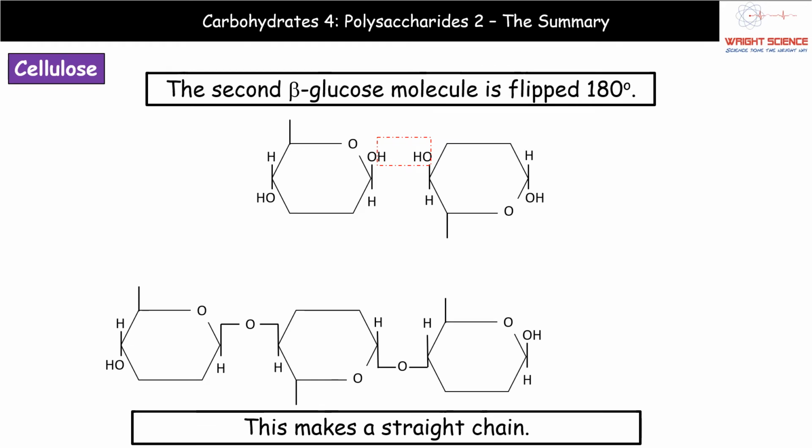If we have a look at how we actually make this cellulose, then it's not quite as simple as all the beta glucose molecules just joined together in a long chain. There's a little quirk to it. And the quirk is that when we look at it, here's our first little beta glucose, and there's our second beta glucose.